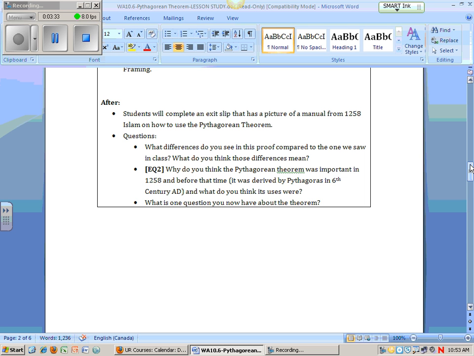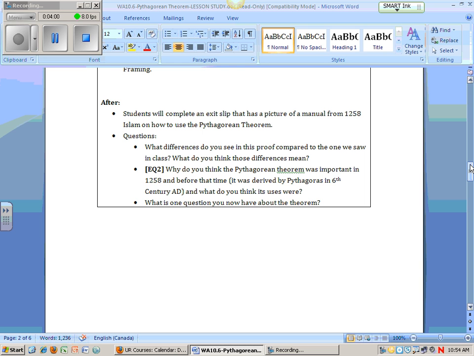So we asked them the questions on this exit slip to see how much their understanding has changed and how well they can apply it to real world situations. We'd ask them, what differences do you see in this proof compared to the one we saw in class and on the video? And what do you think those differences mean? So it's important to have them compare and contrast the two, and understand why they might be different and if it really changes it that much.